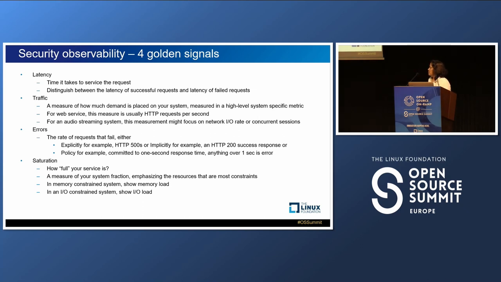Another criteria metric would be the errors, the rate of requests, means how to monitor the failures that are happening from the applications as such, request failures as such.